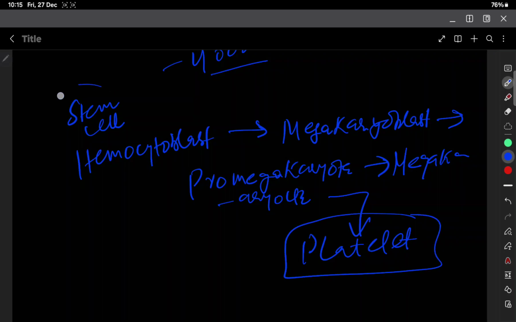Okay, the stem cell present in the bone marrow, the hemocytoblast, develops into a megakaryoblast, then into a promegakaryocyte, then into a megakaryocyte, and then into the blood platelets. So that is how the platelets are formed. Okay, so they have different functions also.